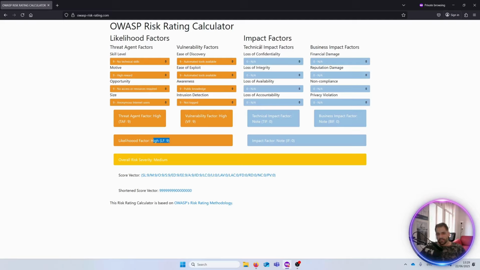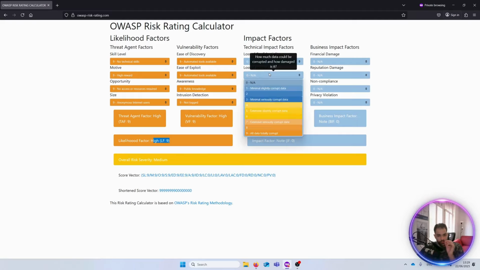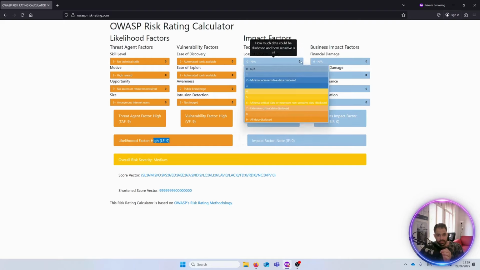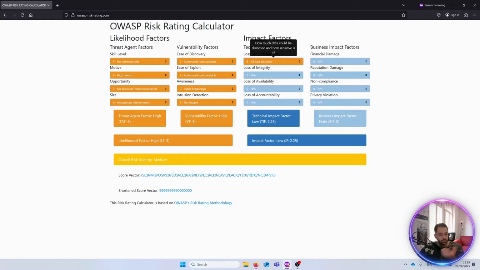So for example, technical impact factors: loss of confidentiality, loss of integrity, loss of availability, loss of accountability. So if this attack is done, is our data going to be affected, or will the integrity be affected? Let's say the confidentiality: all data disclosed. So if this vulnerability is there, then everything will be breached. We lose all of our data.